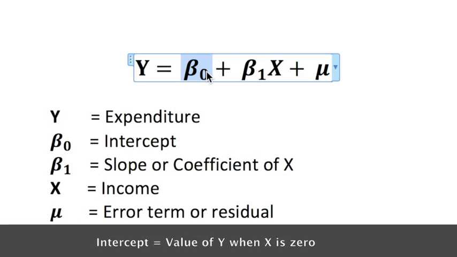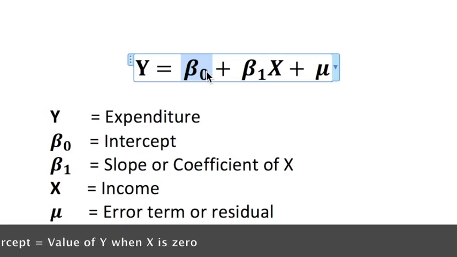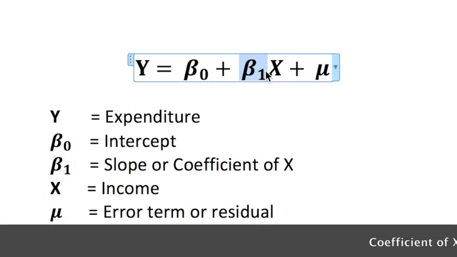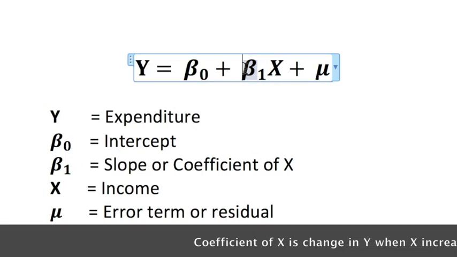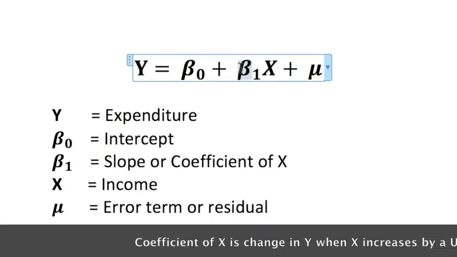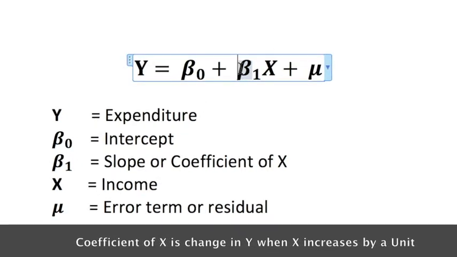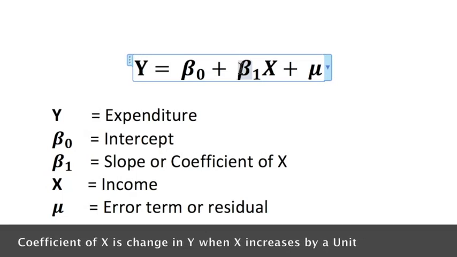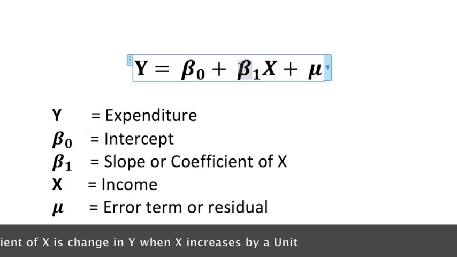where we explained that the intercept is the value of Y when X is 0. And then we went further to explain the coefficient of X, where we indicated that the coefficient of X was the change in Y when X increases by 1 unit.